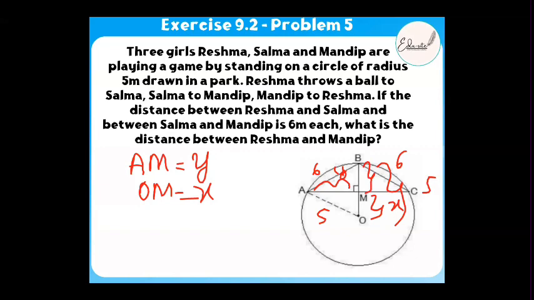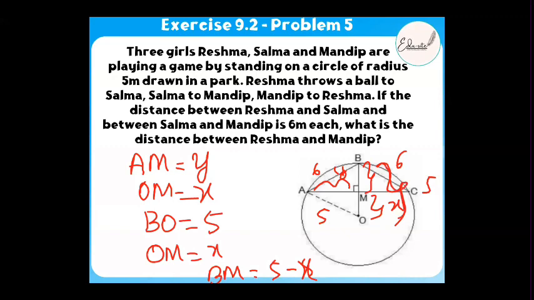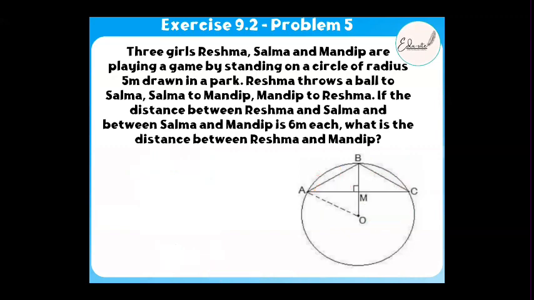BO is 5, okay? Yes. What is OM? X. What is BM now? Isn't BM 5 minus X? Yes, right? Whole 5 में से अगर x निकालोगे तो आपको BM मिल जाएगा. So these are the small points you are going to write now. Okay, write it down somewhere.